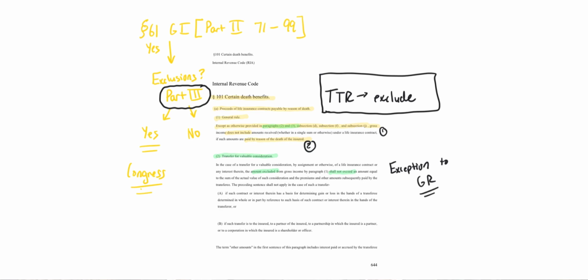Almost all the exclusions in the tax code are found in sections 101 to 140. So you'll be finding most of them if you look through that area. And look at the titles. Now, some of them aren't clear, right?